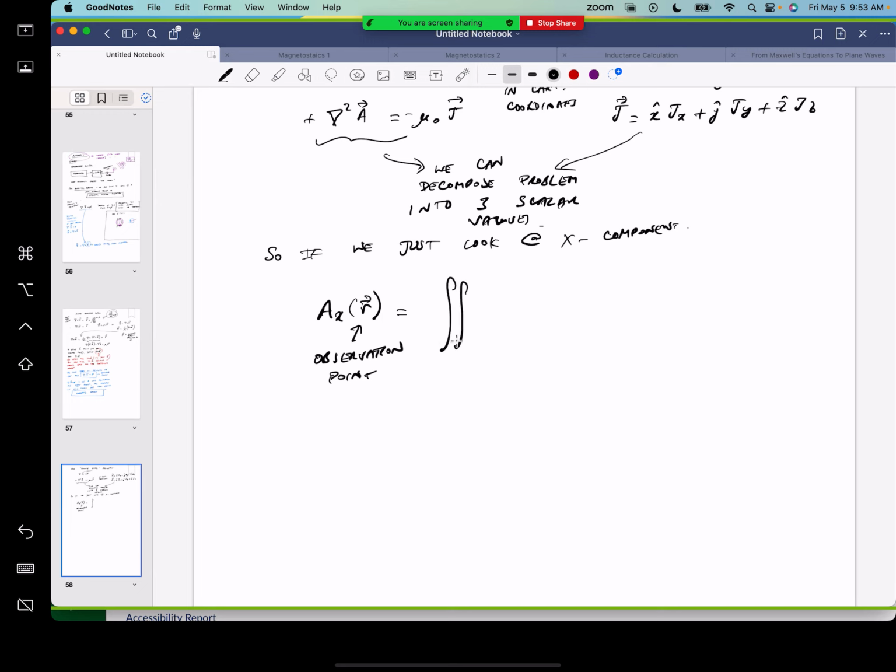Is sort of the triple integral of mu naught J sub x of R prime dV prime over 4 pi, times R hat minus R hat prime.